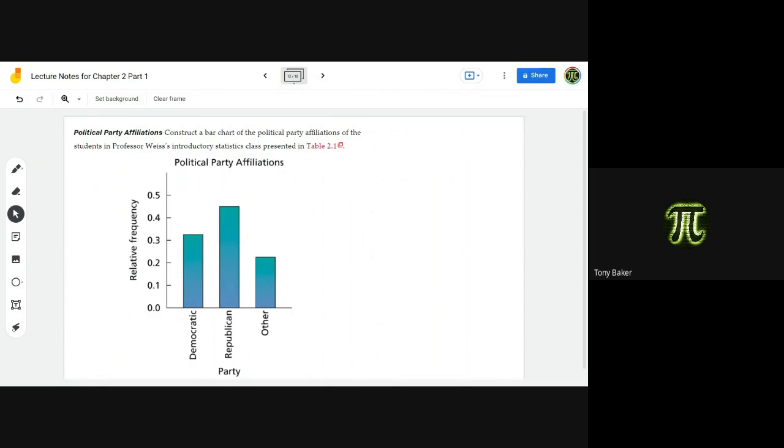0.45. Oh, that was Republican, not Democrat. Who was Democrat? No, Democrat was 32.5, right? 32.5, and other was 0.25.